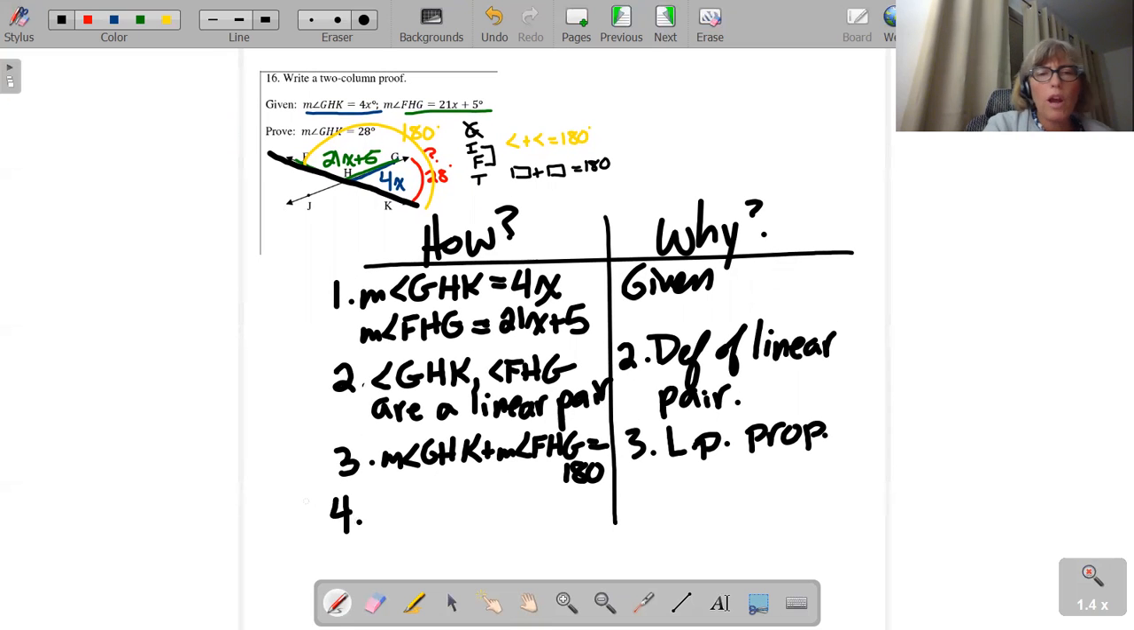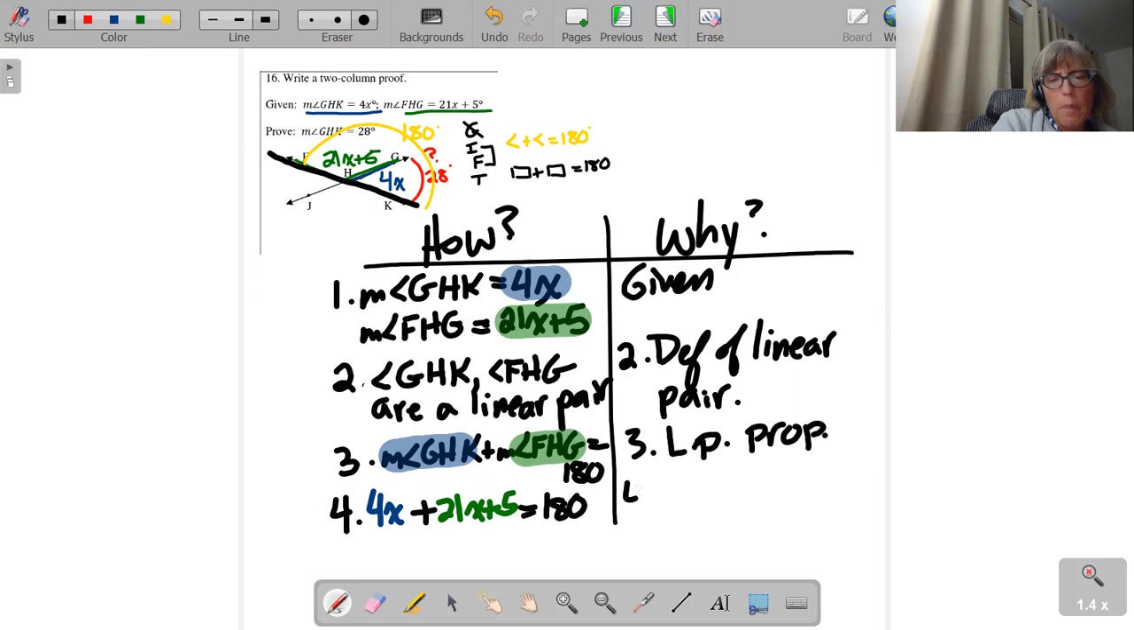Number 4, now we're going to start substituting here. Because I have GHK, and that's 4x, and FHG, and that's 21x plus 5, I'm going to start plugging stuff in. So we have 4x plus 21x plus 5 equals 180. And that is substitution.